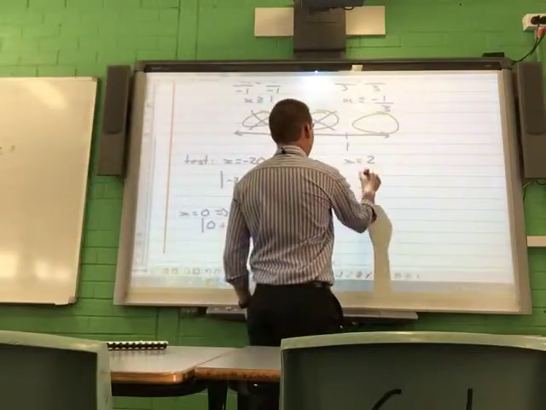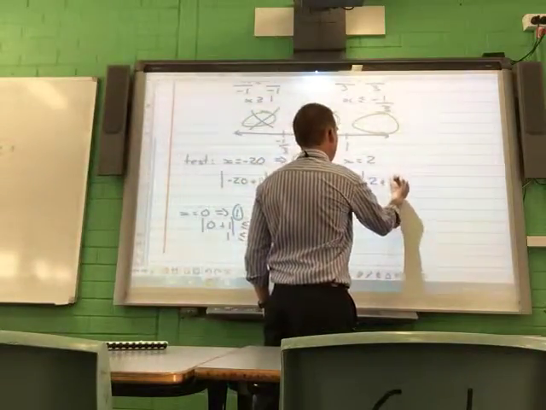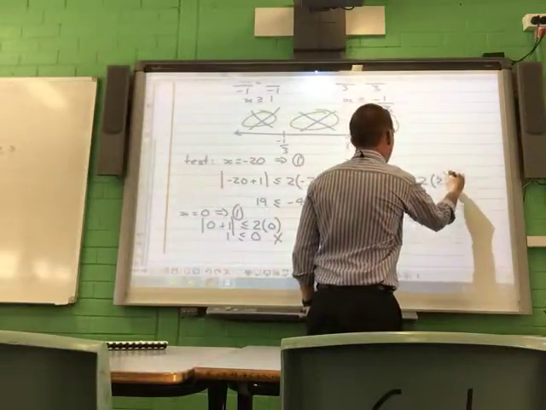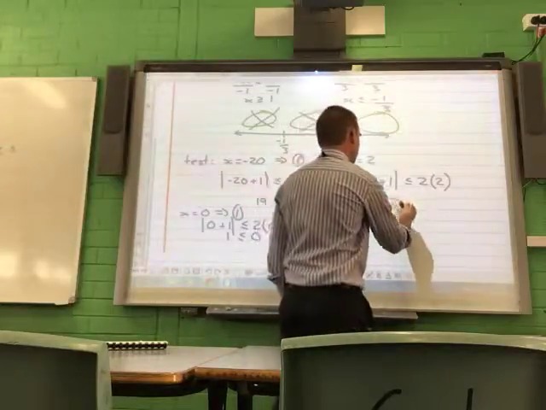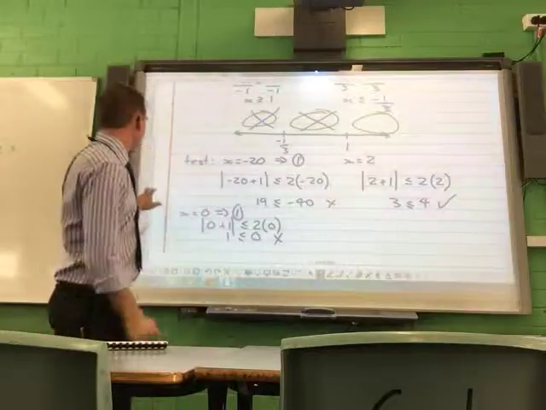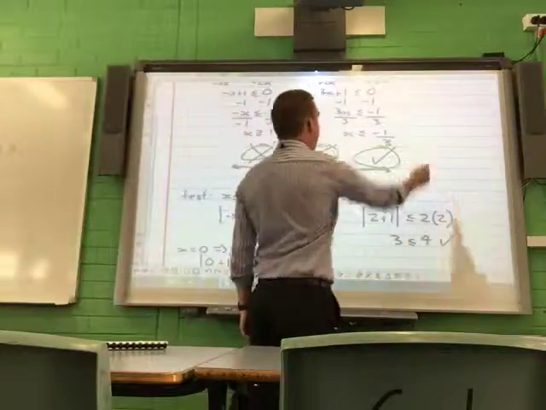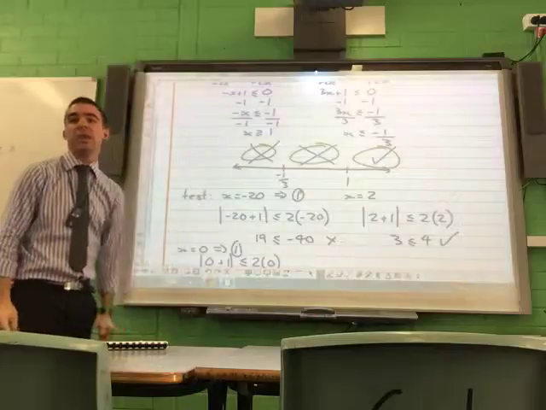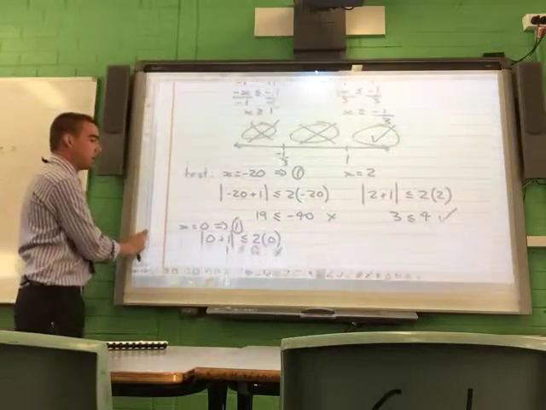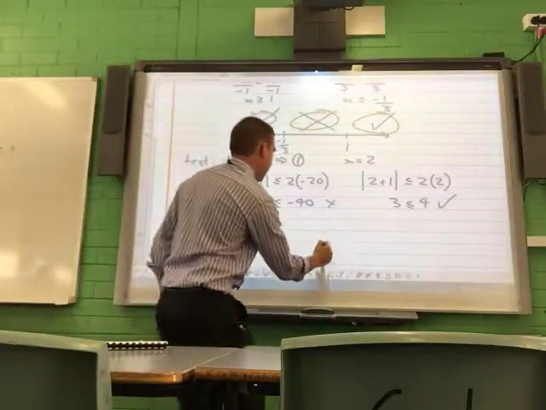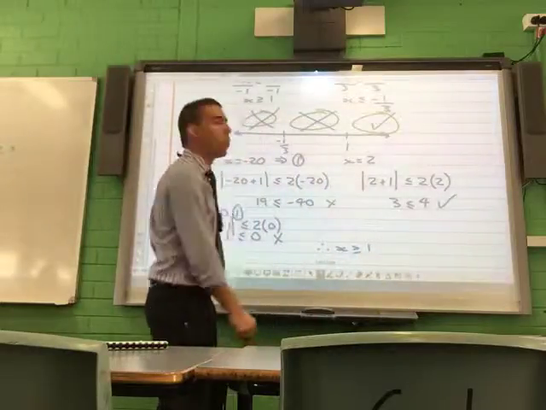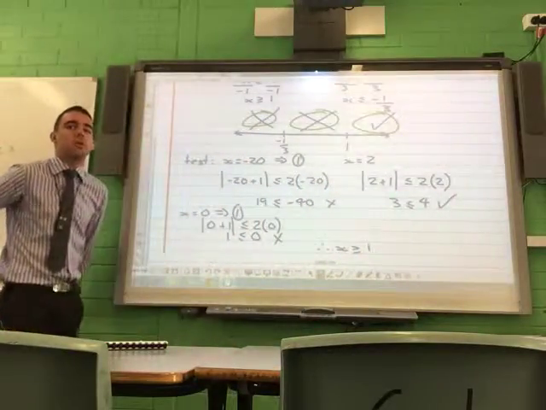x equals 2, so the absolute value of 2 plus 1, is it less than or equal to 2 lots of 2? So 3 is less than or equal to 4, yes. So it has to be that all solutions greater than or equal to 1 will work for this particular question. You need to conclude that therefore x is greater than or equal to 1 will satisfy the original inequality.